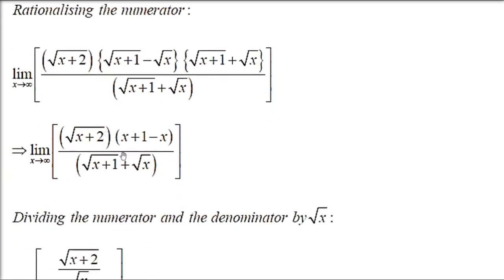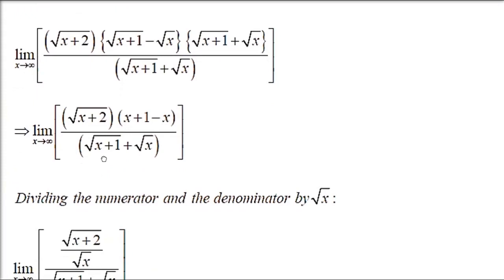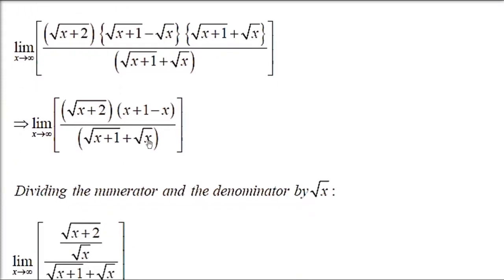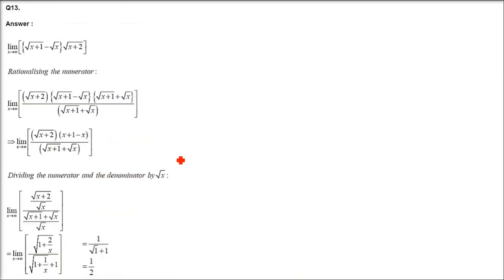So you have this a minus b into a plus b. So x plus 1 minus x. So x gets cancelled. You have 1 by under root x plus 1 plus under root x. So under root x plus 2, this x gets cancelled. Now here you have under root x plus 2, and you have under root x plus 1 and plus under root x.